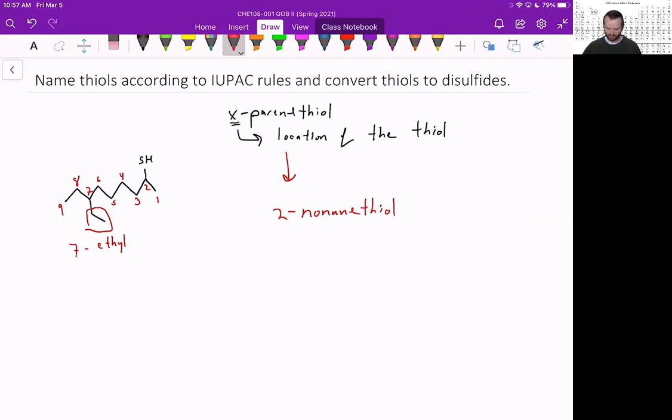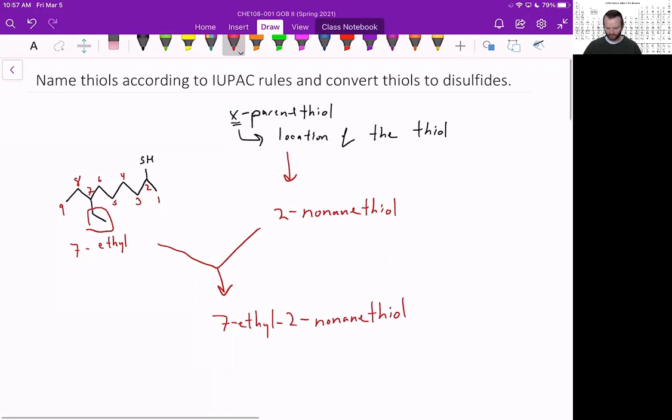That's the parent. Then you merge the prefixes and the parent together, and this is 7-ethyl-2-nonanethiol. So it's very much a modification to how you would name alkanes, with just a thiol ending.